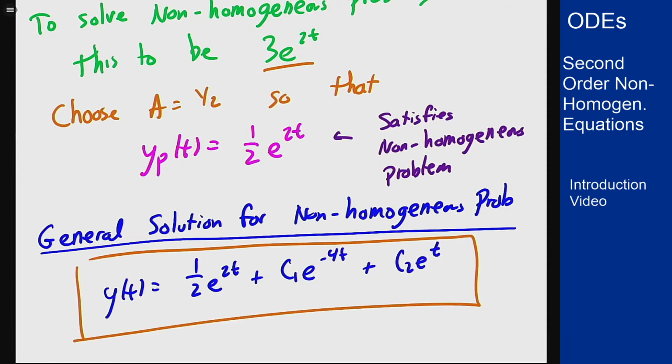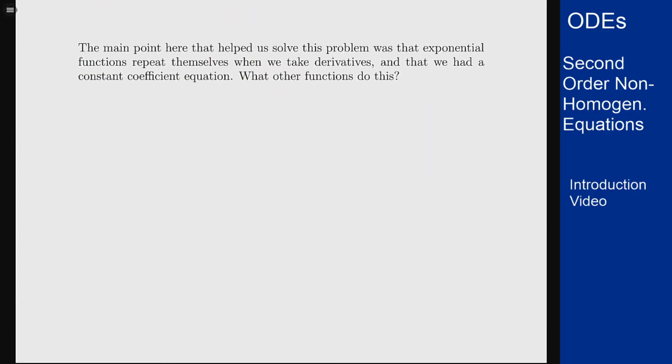The idea is to figure out what sort of form this yp should be in based on the right-hand side of the equation, guess it with these undetermined coefficients in front, and then just plug them in and see what you have to pick the coefficients to be in order to solve the non-homogeneous problem, and then tack on the homogeneous part.